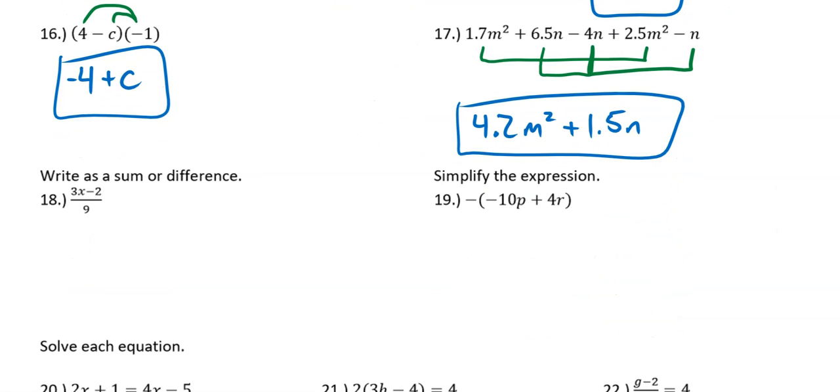If we look at something like this guy, it says write as a sum or difference. Essentially, it is telling us to use our distributive property. It's saying get rid of the multiplication and division, so we only have addition and subtraction here. And so we just divide each of these. So this is our distributive property.